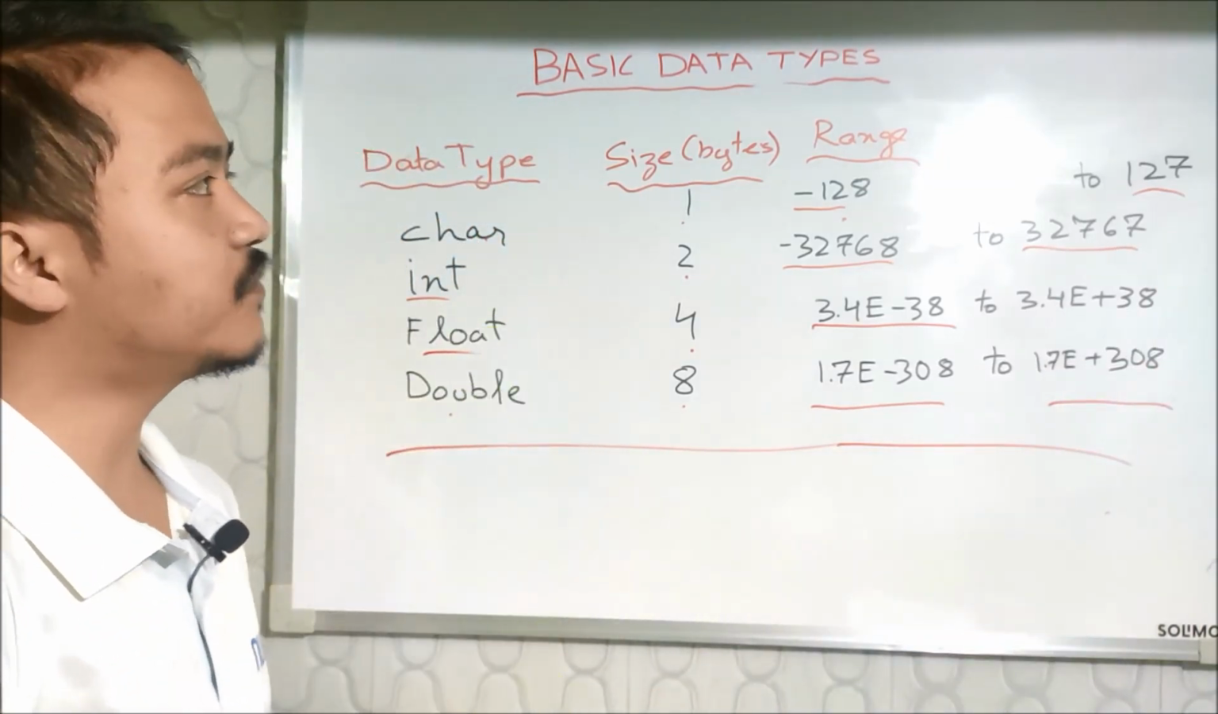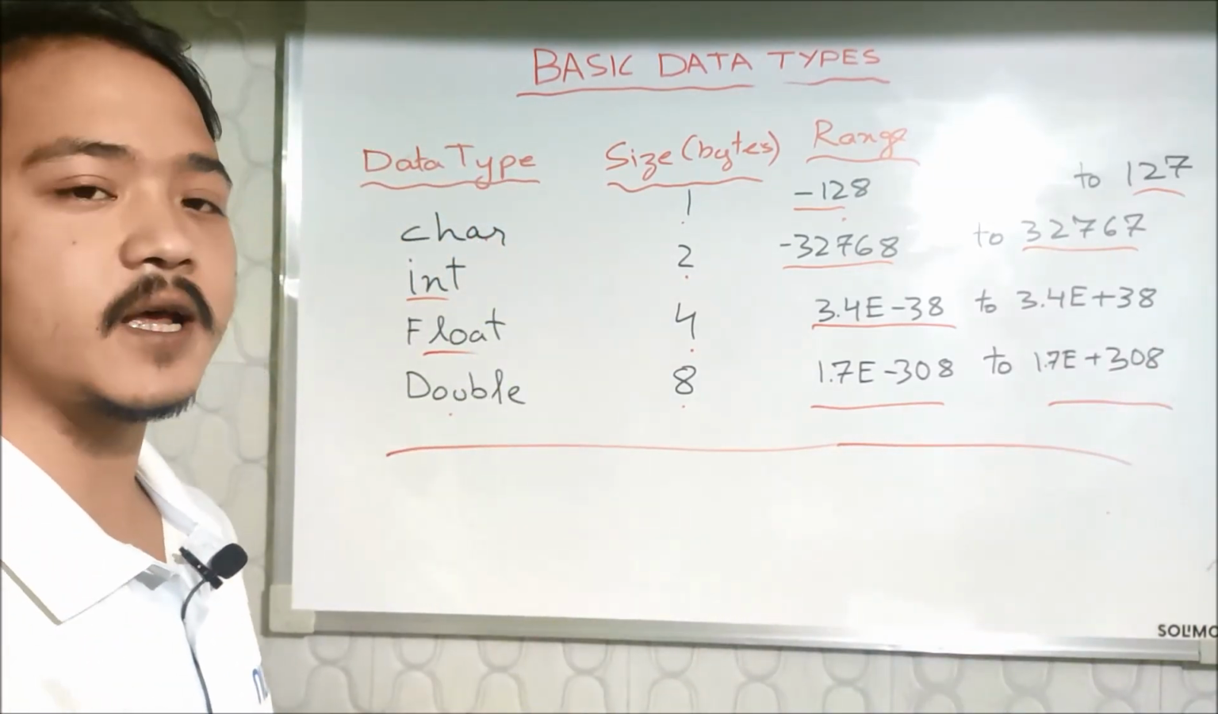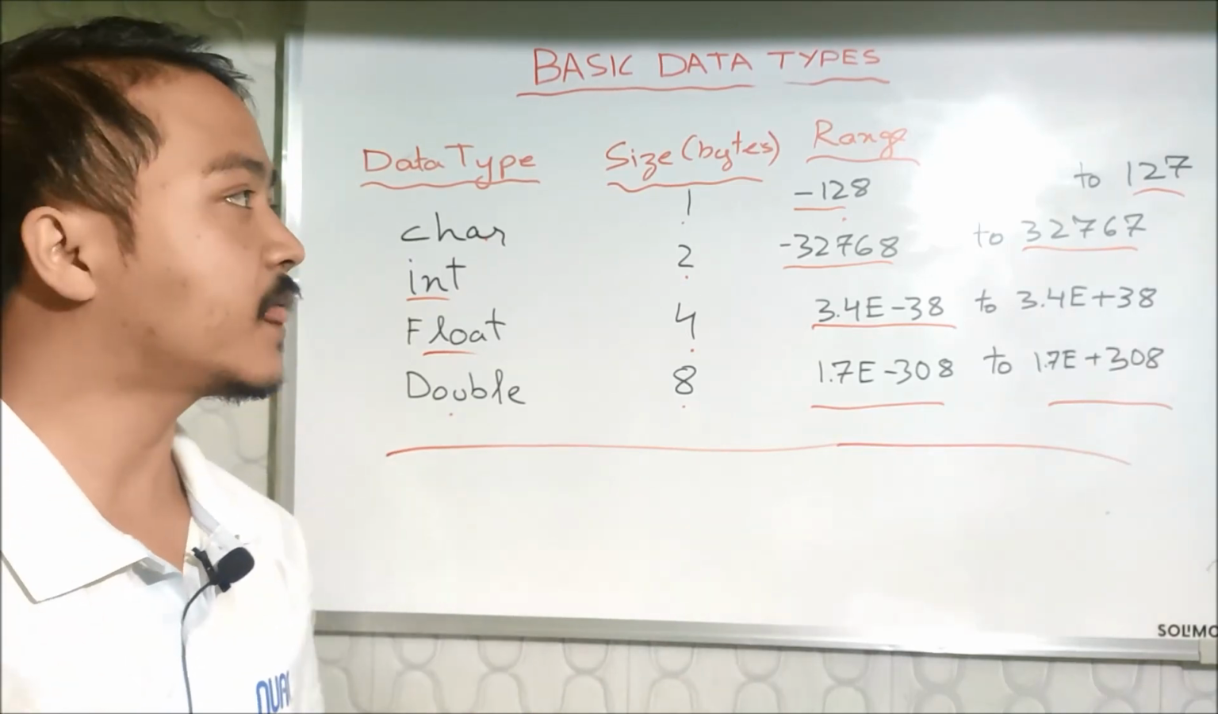Okay, so these basic data types are very simple. You will understand clearly when we are doing programs. Okay, it's very simple.